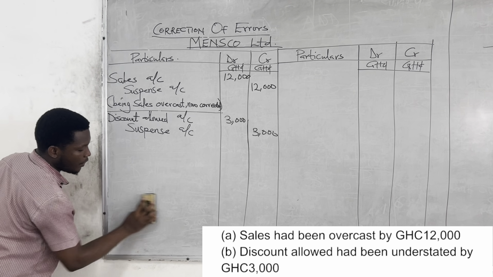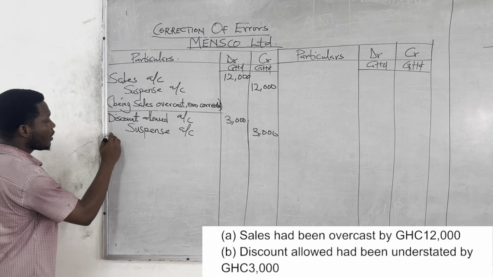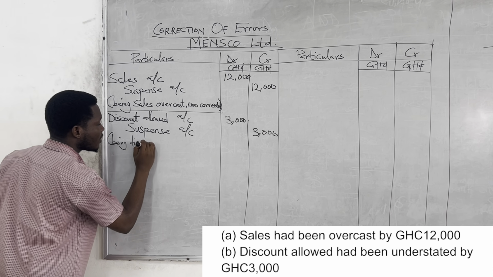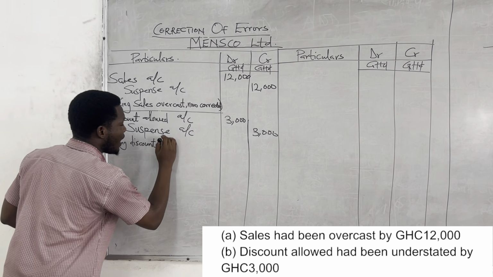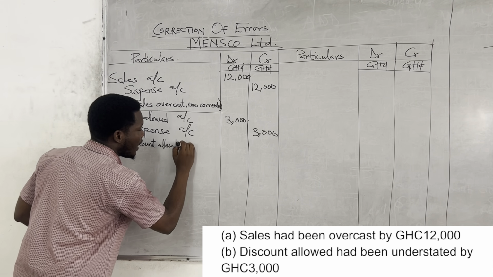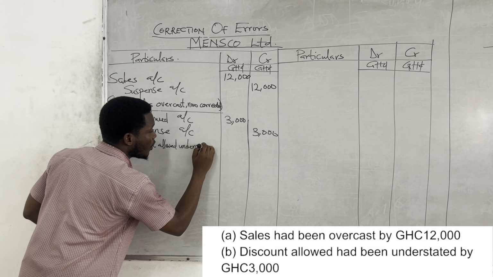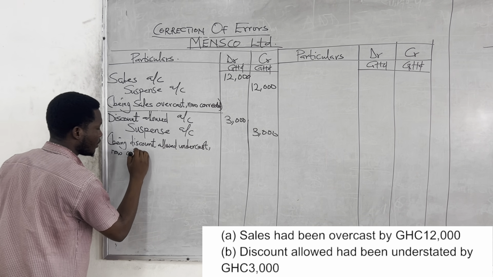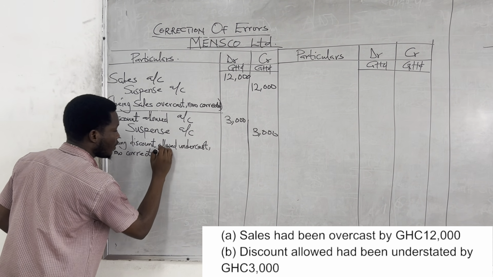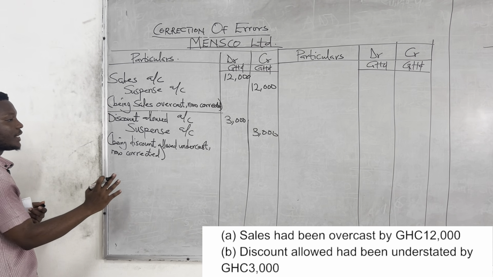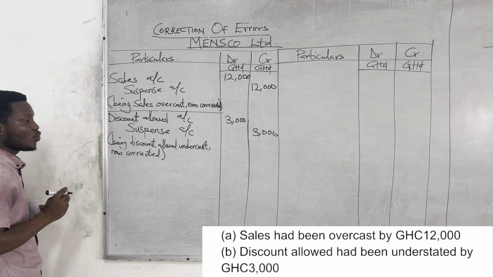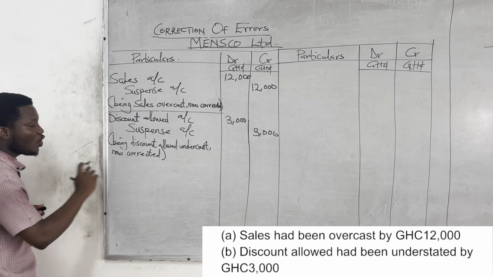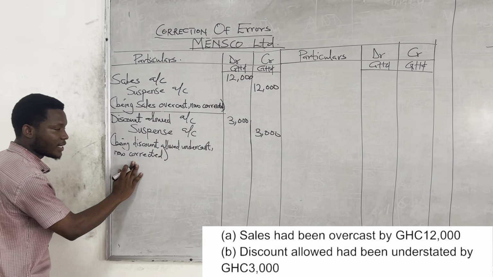Now you come with your narration. So the narration will be: being discounts allowed undercast, now corrected. Please don't forget these narrations. It's just simple English. Don't go and write vocabularies. Simple English for the person to understand. And you don't have to miss it. Don't omit it. You have to write it.